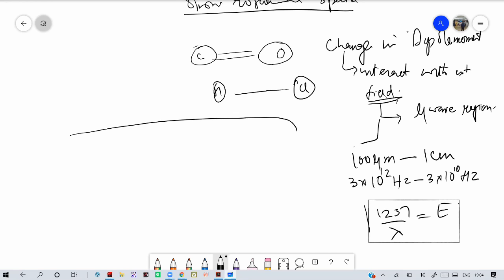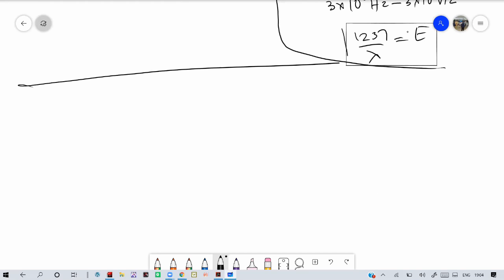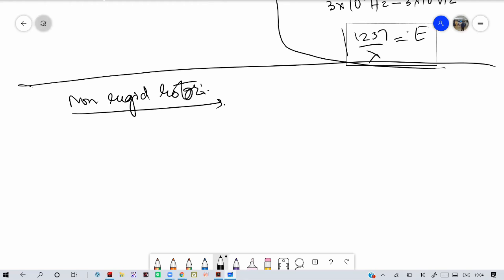So this is all about the rotational spectra of a rigid molecule. Then, if we consider a molecule which is not rigid, non-rigid, and most of the molecules are not rigid. In practice, no molecule is rigid. Every molecule is non-rigid. So what does this non-rigid molecule do?